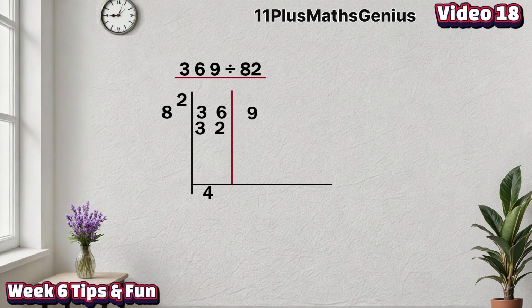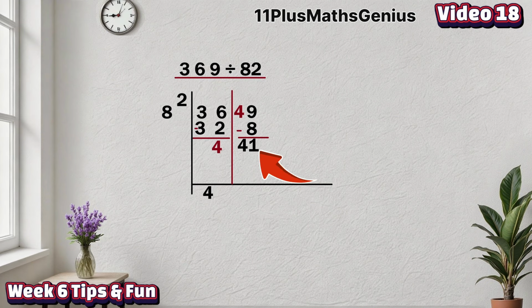Now 8 times 4 is 32. We put the quotient 4 here. We put 32 here and subtract from 36. We place this remainder 4 behind the digit 9. Now we multiply 2 with quotient 4. So 4 times 2 is 8. We put it under 9 and subtract. After subtraction, we have 41.